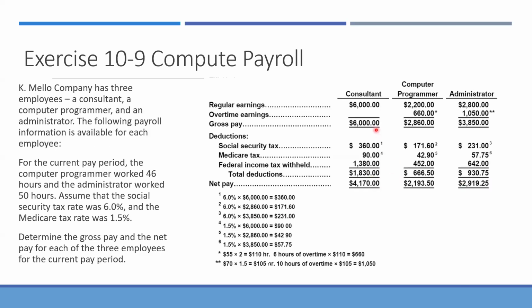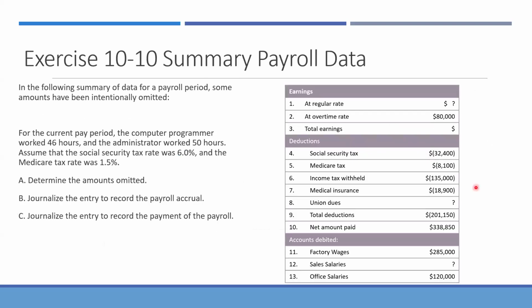And then the gross pay would be the expense, and then the payable amount would be separated between all these different deductions, and then these salaries payable to the employees of the net pay. So some of the following summary data has been omitted for the following period. Determine the amounts omitted. Assume that Social Security tax is 6%, Medicare tax is 1.5%. There is a computer programmer that worked 46 hours and an administrator that worked 50 hours.